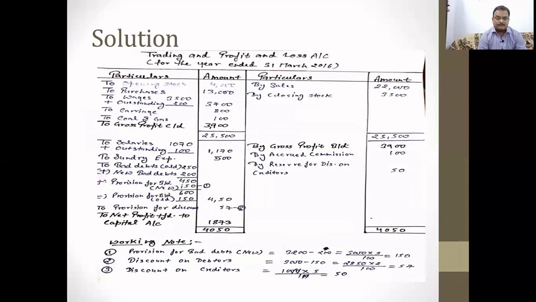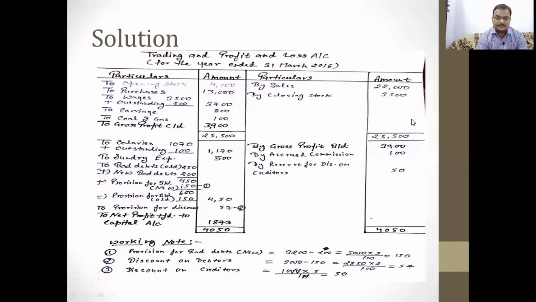See, first of all we have to show opening stock. There is no adjustment on opening stock. We have to show opening stock 4000 rupees. Purchase, there is no purchase return, so we have to show purchase 13,000 rupees. Wages, there is an adjustment of outstanding wages 200 rupees. What we have to do? Wages 3500 plus outstanding 200, 3700. Carriage 800, coal gas 100 rupees. Sales 22,000, closing stock 3500.